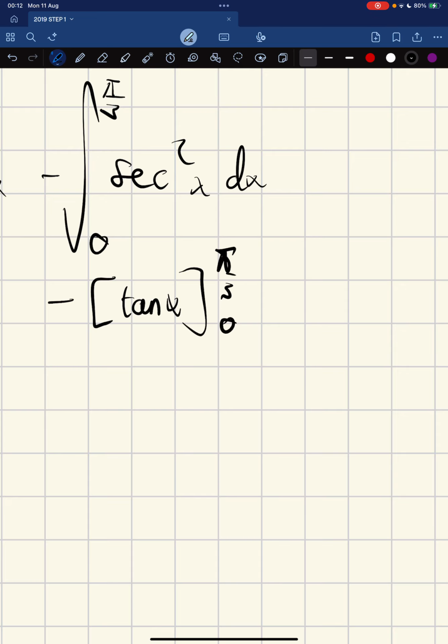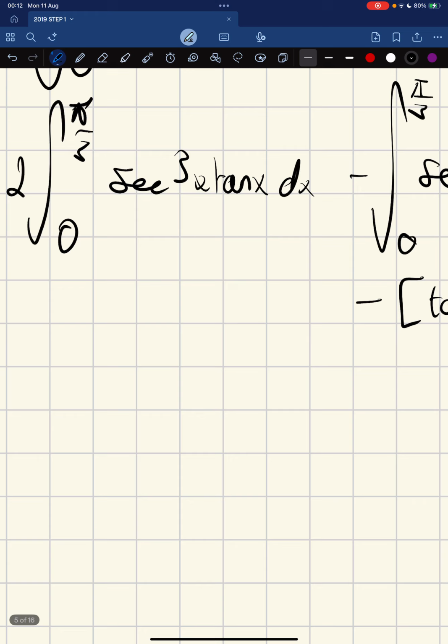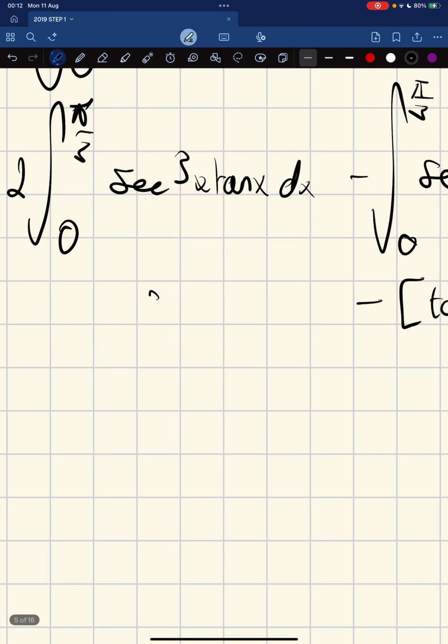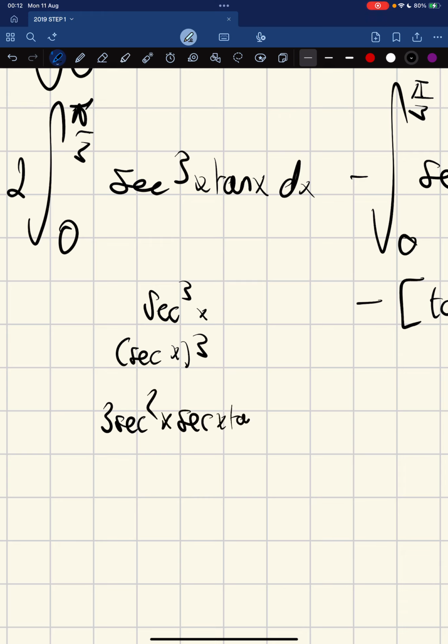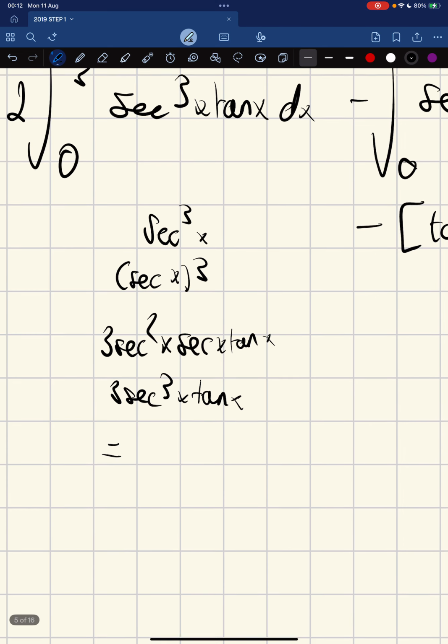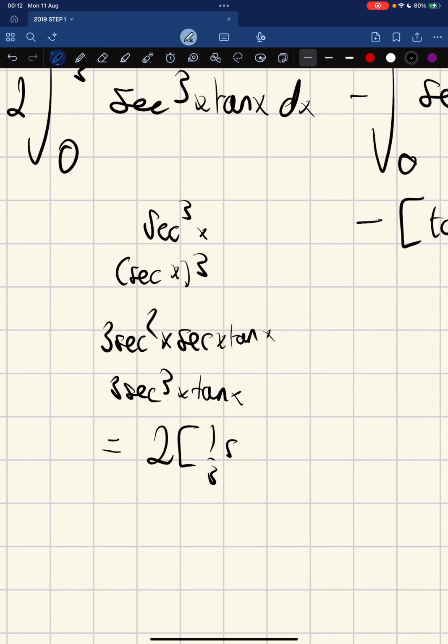Now here, this is actually a simple integral, but it's not as obvious as the first one. It's reverse chain rule, right? Because since we have sec cubed of x, differentiate this. So we can rewrite as sec x cubed, so we're going to have 3 sec squared x multiplied by the derivative of sec x, sec x tan x. So we get 3 sec cubed x tan of x. But in our integral, there's no 3, so we're going to put 1/3. So equals, so we've put 2, 1/3 sec cubed x. And this is from pi over 3 and 0.